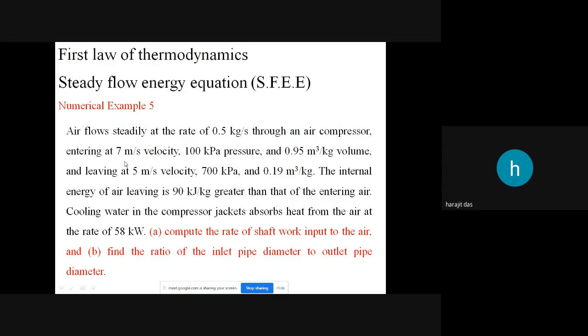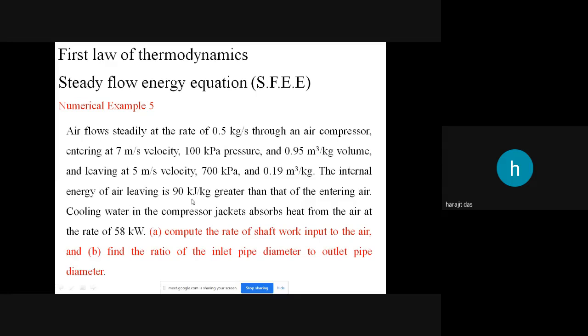Inlet mass, inlet velocity, inlet pressure, inlet volume and specific volume are given, and leaving at the outlet, velocity, pressure and specific volume are given. The internal energy of air is 90 kilojoule per kg greater than that of entering air. So U1 is lesser than U2.